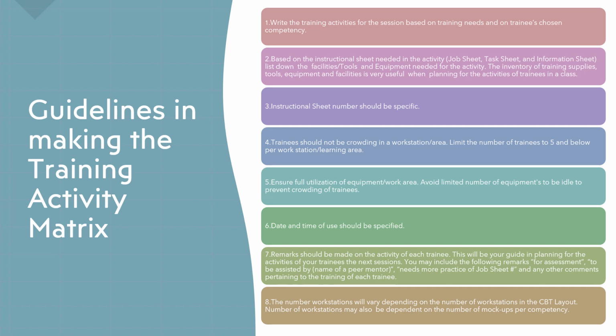Number eight, the number workstation will vary depending on the number of workstations in the CBT layout. Number of workstations may also be dependent on the number of mock-ups per competency. So as you can see, the guidelines are very well aligned to our previous topics. So your workshop layout, your inventory of tools, the facilities tools which you have specified, your training plan. So this must really be consistent. So you will find it hard to develop this particular activity if it so happen that your previous activities are not well organized. Okay? So those are the guidelines in developing your training activity matrix.